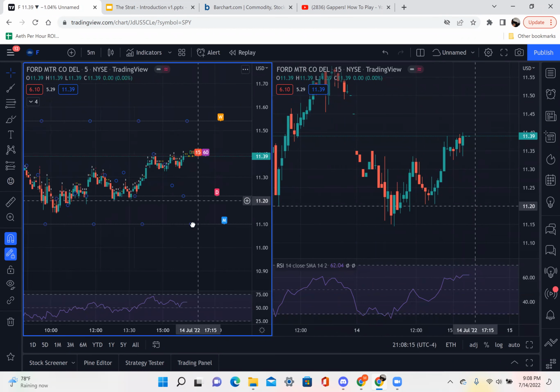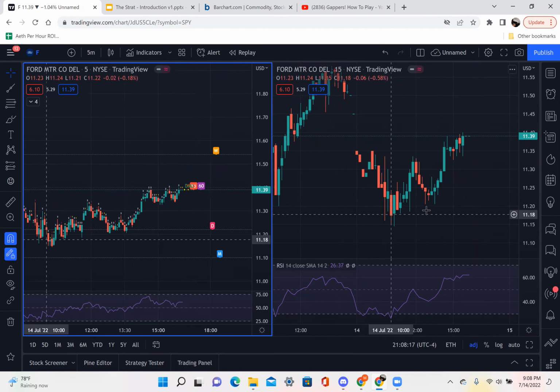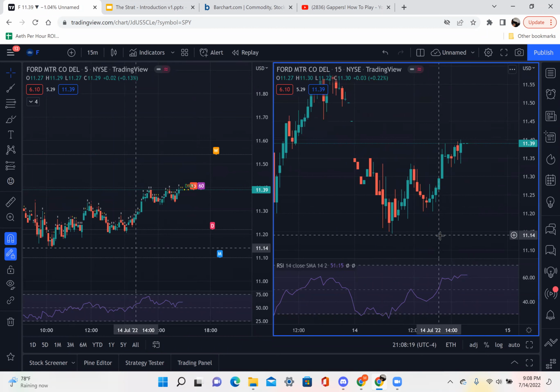Oh, okay, I see what you're talking about. When you're trying to make an entry, is it best to just look at the time frame that you're trying to enter on? Yes, that makes a lot of sense, and you're completely correct. Even when using multiple time frame analysis, you want to stick to the time frame that you entered on.